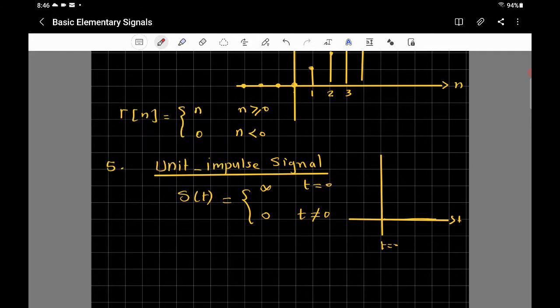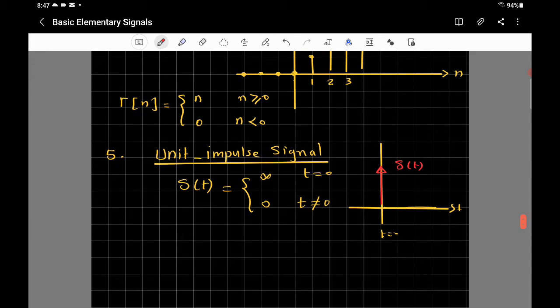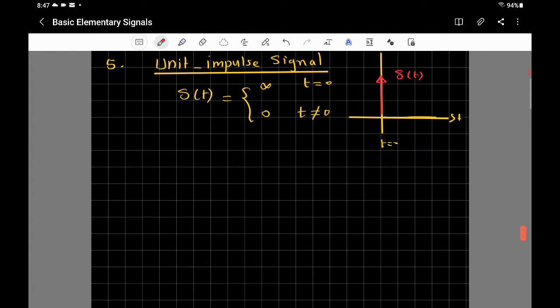So let's choose a different color, and we make it like that, a thick line with an arrow like that, and write delta t. But let's look for the practical one. How can we represent it? Actually, the impulse function, we can consider it as a very narrow signal around time equals 0.